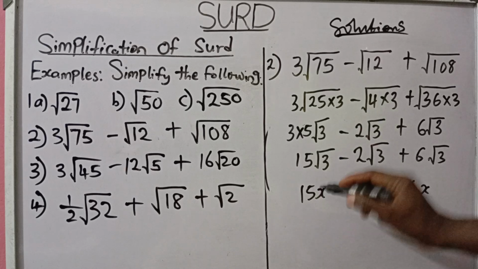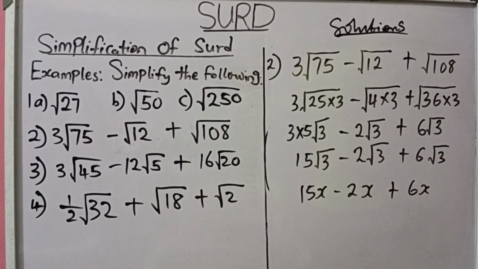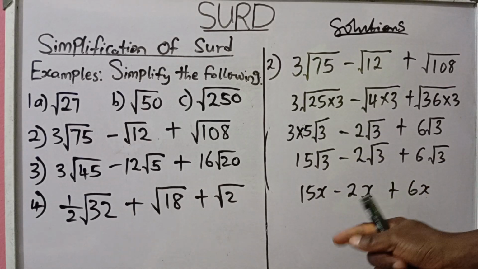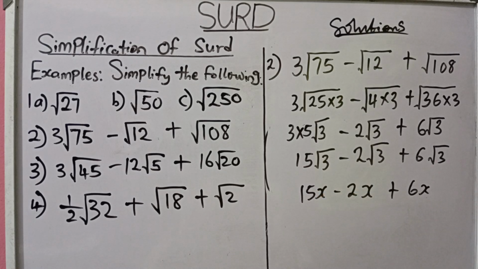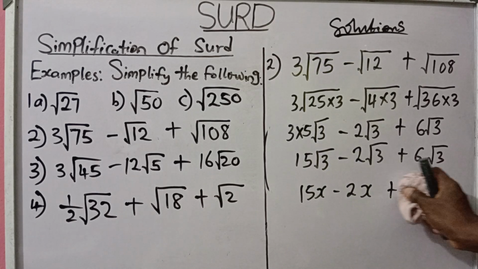So how do you simplify something like this? Of course, all of them are like terms, so we're going to be bringing them together. That will now be 15x minus 2x, which gives us 13x, and 13x plus 6x will give us 19x. I hope that is quite clear. Good. So let's focus on that.